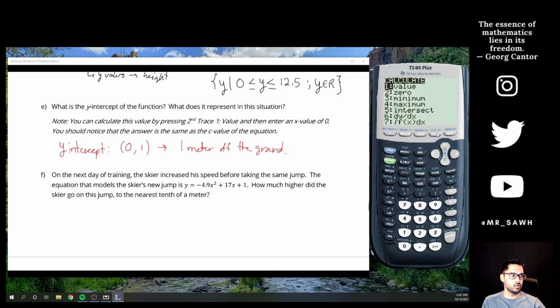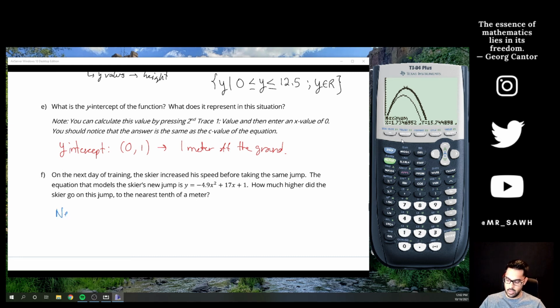So let's go find our new vertex, because they've jumped higher now. And if I hit second trace, I'm going to need to make sure I'm on the right line. So it says y1 in the top, which was my original. If I press up, it'll change me to y2, which is the new one. And then we'll do the same thing. So left bound, right bound, guess. So move it all the way left, enter. Move it all the way right, so you're just on the other side of it. Doesn't really matter how far you go. Enter again, enter one more time. Here's your new vertex.